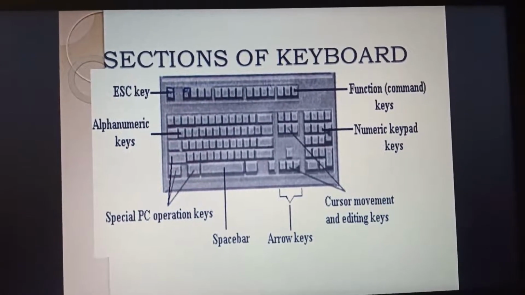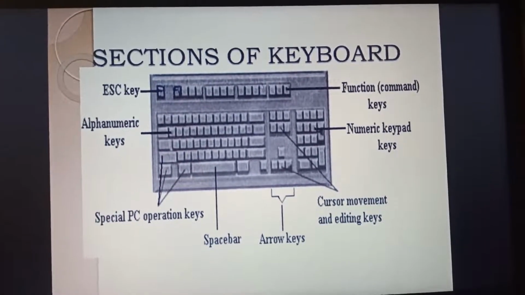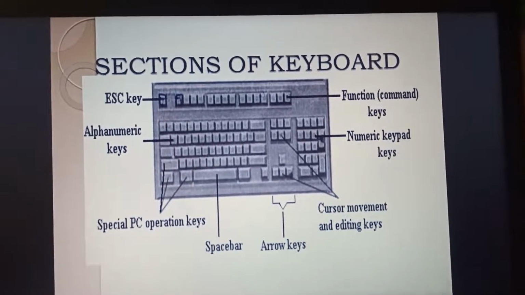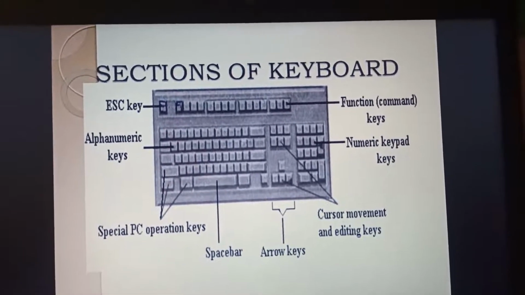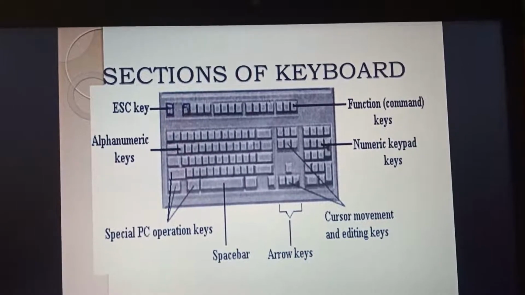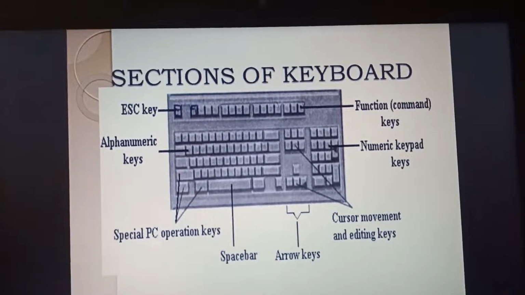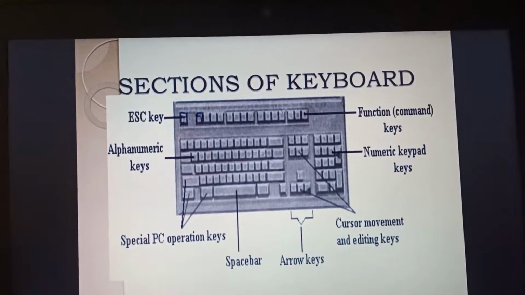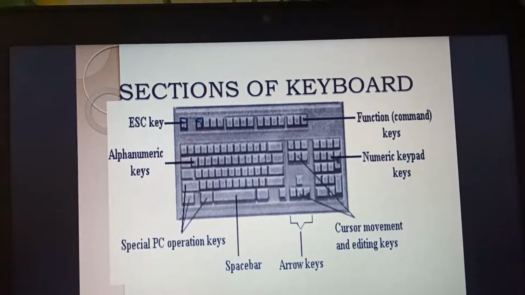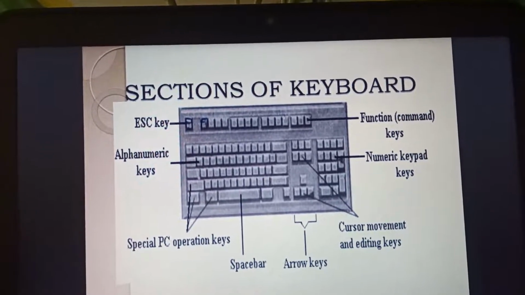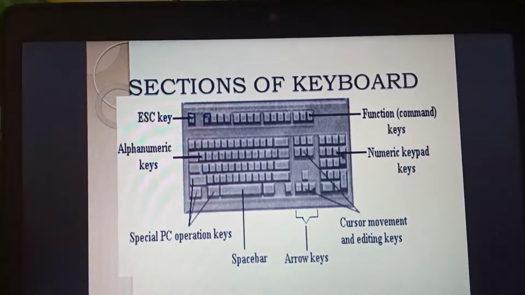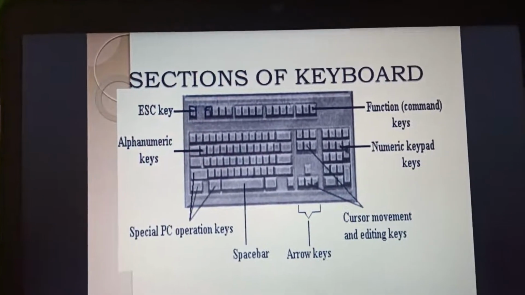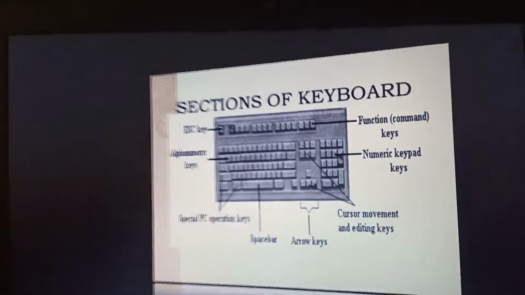Sections of the keyboard. We have the functional keys that are located at the top. They are labeled F1 to F12. Alphanumeric keys, you can see where they are. Numeric keypad keys, they are there. Then we have the arrow keys, you can see where they are. Then special keys. So let us look at each of these keys.